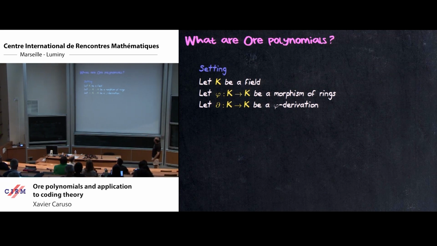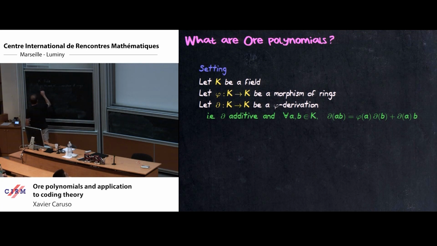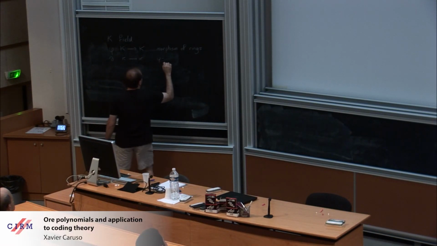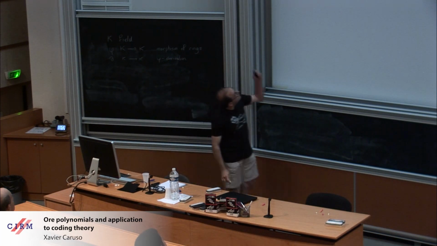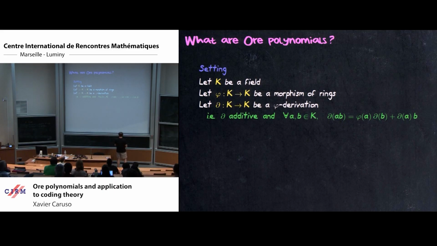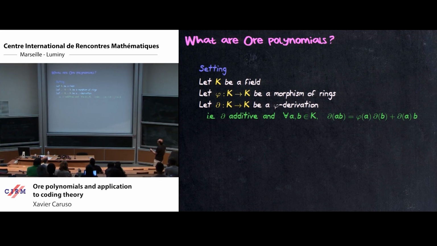So what is, by definition, a phi derivation? It's an application from K to K, which is additive and satisfies this twisted Leibniz rule. So D of AB equals phi of A times D of B plus D of A times B. You see that if phi is the identity, then this condition is just the usual Leibniz rule: D of AB equals A times D of B plus D of A times B.